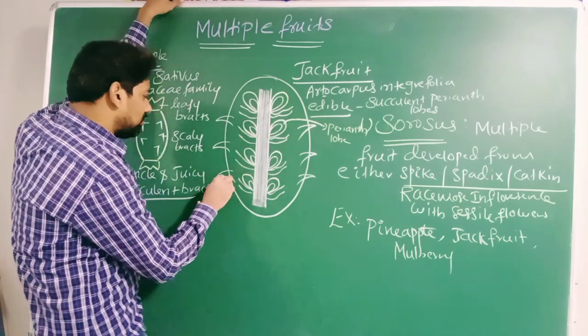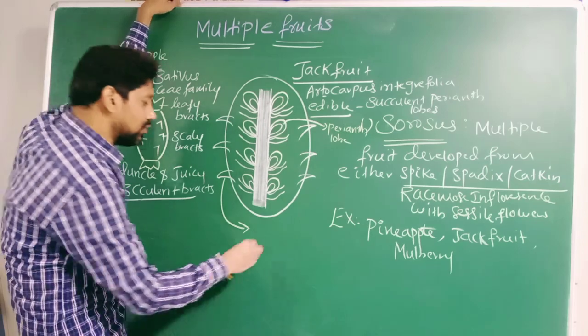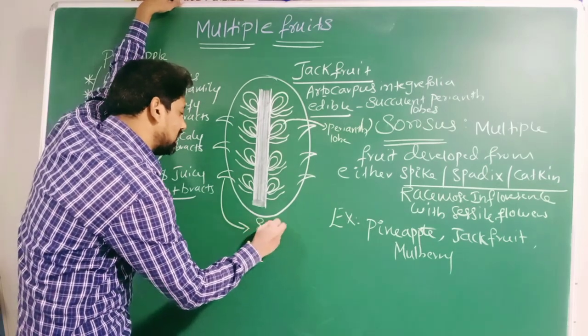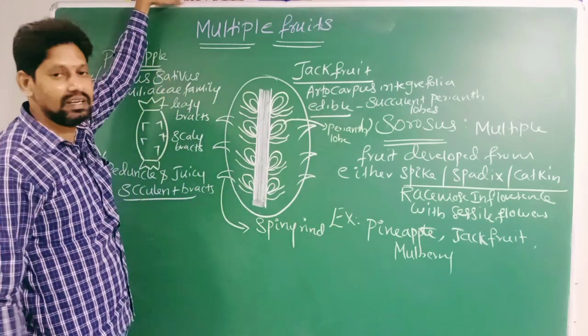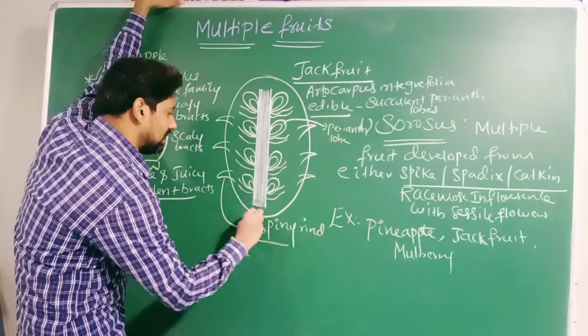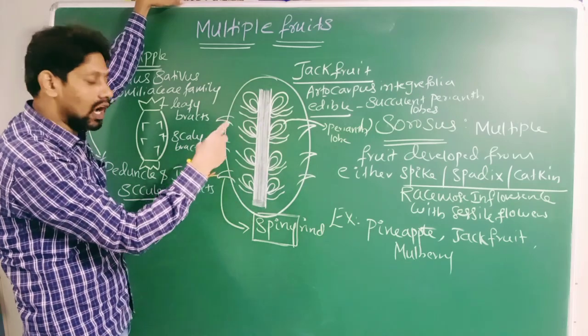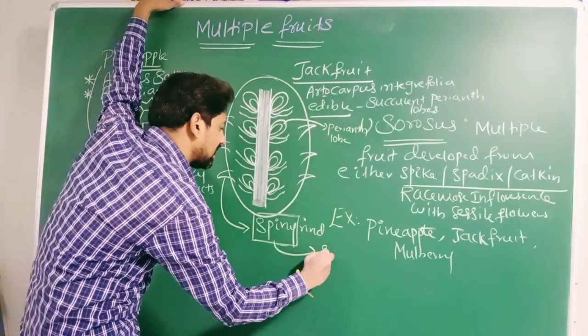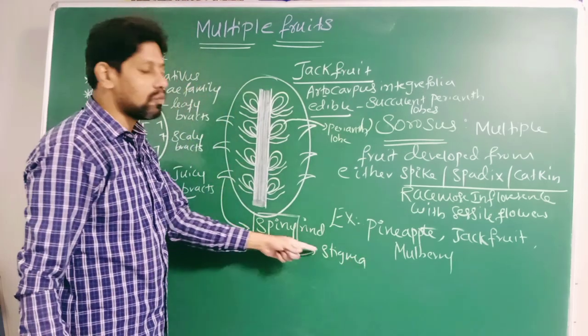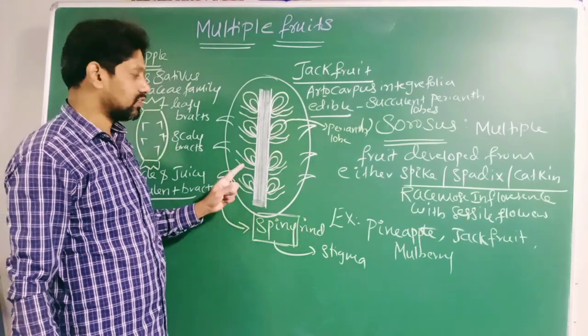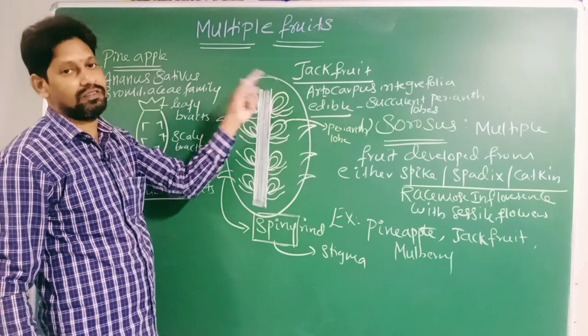In the case of jock fruit, you are going to see a spiny rind, R-I-N-D. These are spines. What you see on the jock fruit are nothing but modifications of a stigma. It means the stigma is modified into spines. Therefore, spiny rind is seen in the case of jock fruit.